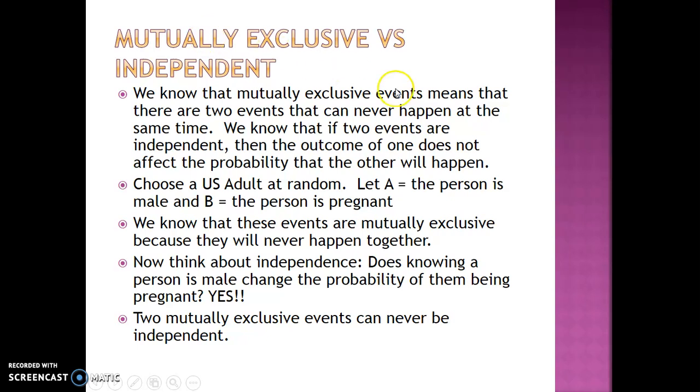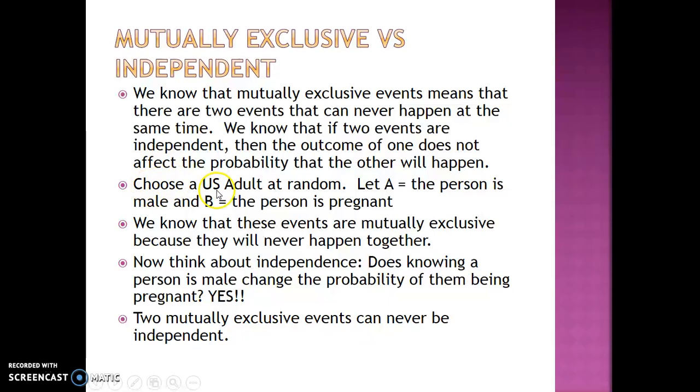So what's the difference between mutually exclusive and independent, or how are they related? All right, so we know that mutually exclusive events mean that there are 2 events that can never happen at the same time. Think about last section where your Venn diagrams, there were 2 circles and they didn't overlap at all, okay? We know that if 2 events are independent, then the outcome of one does not affect the probability that the other will happen. That's the definition of independent events. All right, so how can we relate these 2 things?